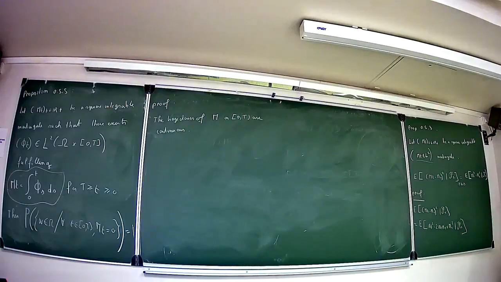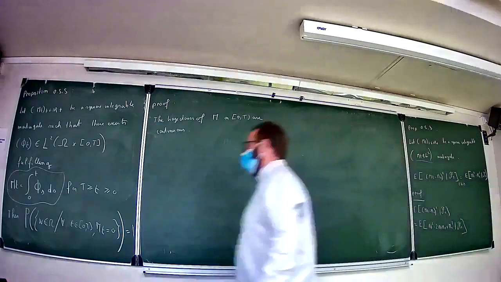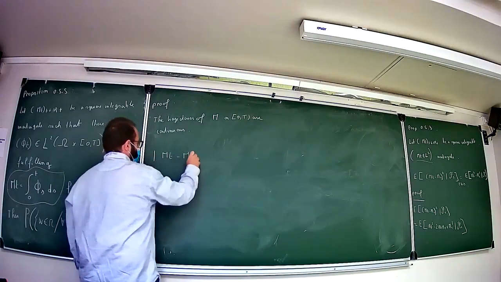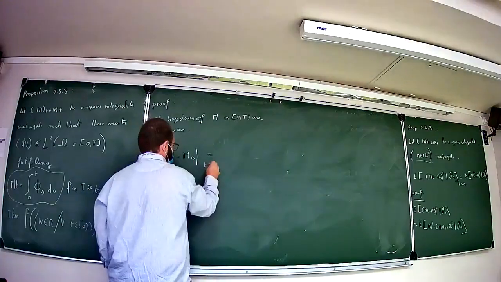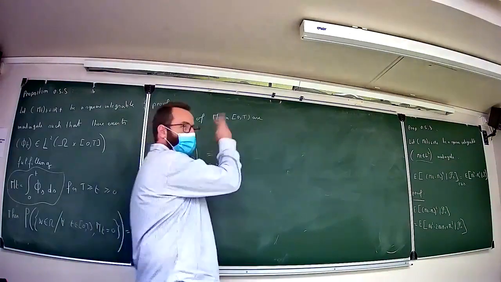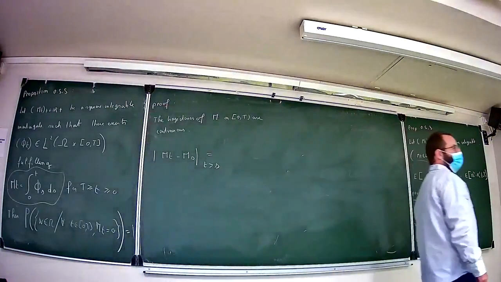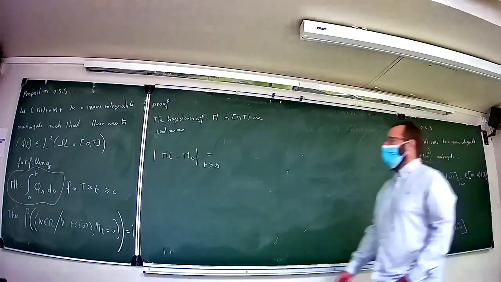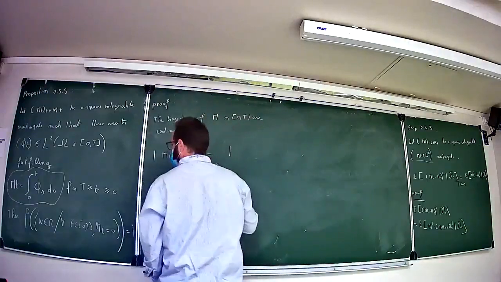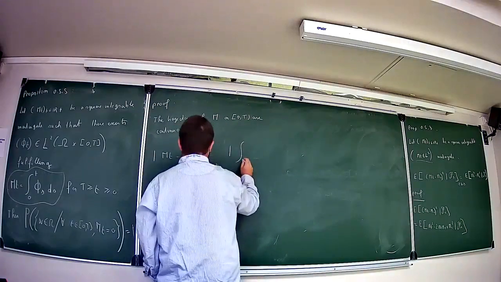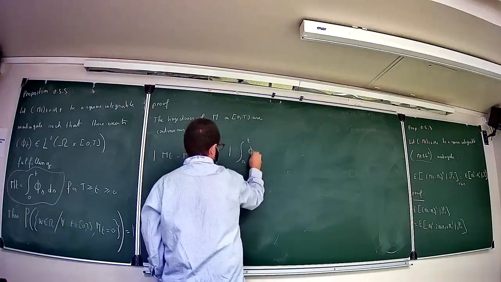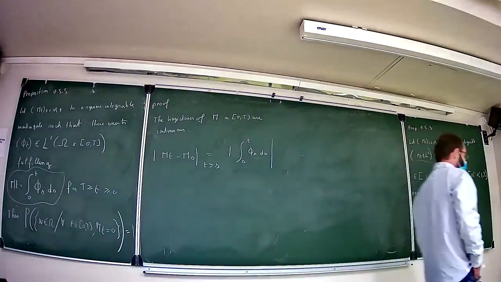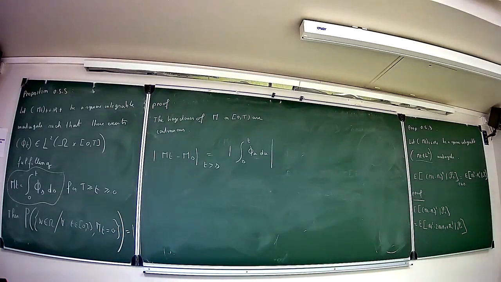Cauchy-Schwarz inequality, in fact. Why? If I consider M_t minus M_s, supposing that t is strictly greater than s. If it's not the case, I invert. I can always suppose this, because I have an absolute value. What is this one? It's the absolute value of the integral between s and t of phi of u du.